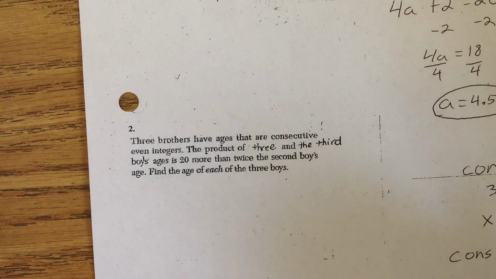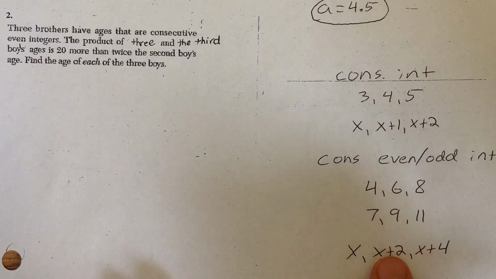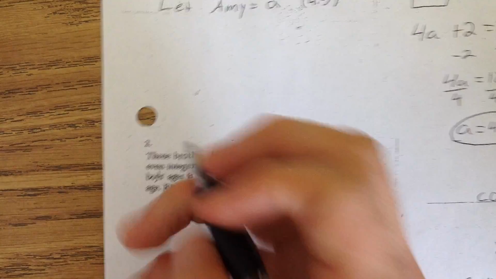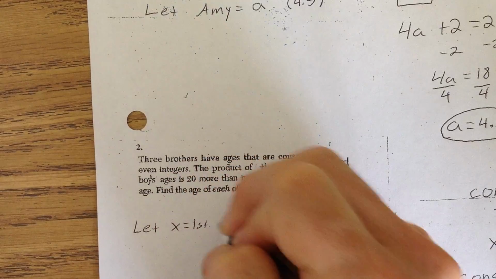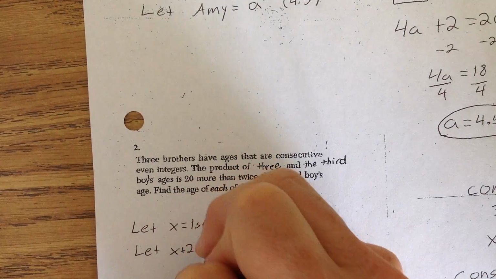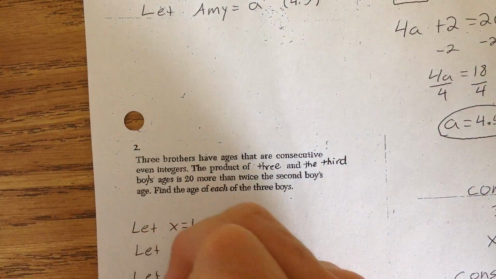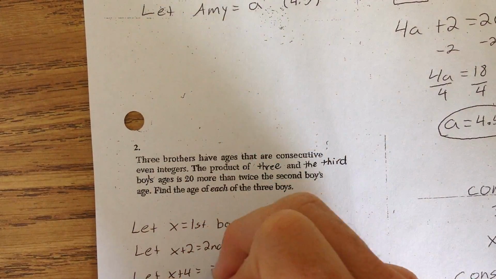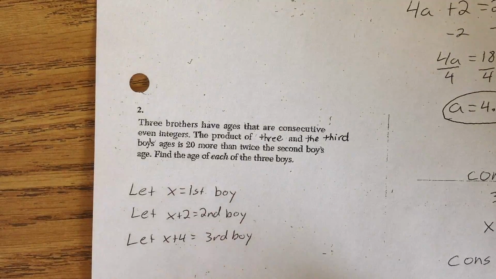So if we go back here, it says the three brothers have ages that are consecutive even integers. So that means we're using these down here that go up by 2. So we're going to say let x equal the first boy. We're going to say let x plus 2 equal the second boy. And we're going to say let x plus 4 equal the third boy. All right. Now that we have our let statements, let's go back to the problem and try to translate it.